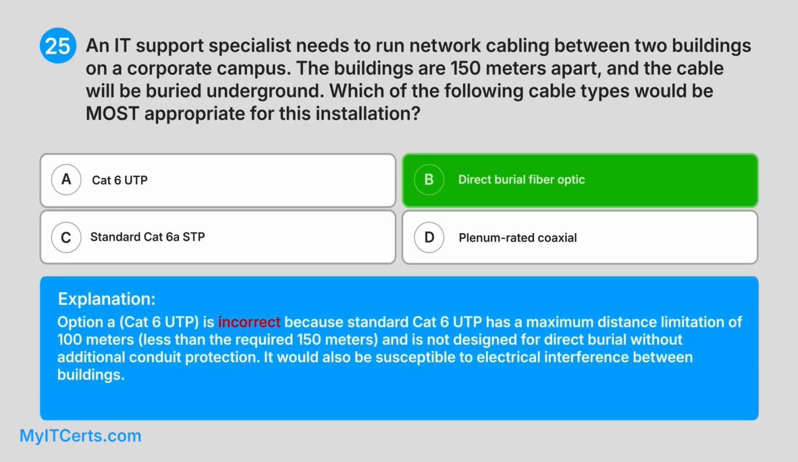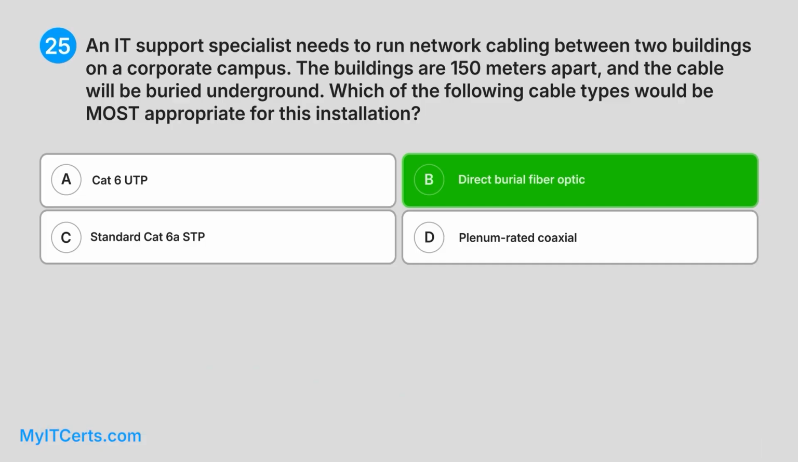Option A is incorrect because standard Cat6 UTP has a maximum distance limitation of 100 meters, less than the required 150 meters, and is not designed for direct burial without additional conduit protection. It would also be susceptible to electrical interference between buildings.